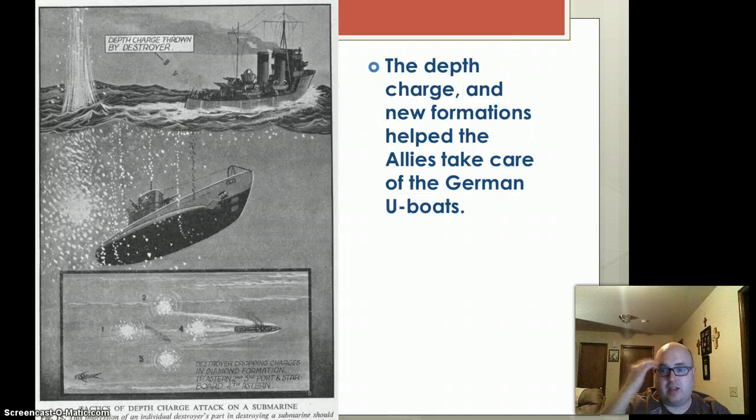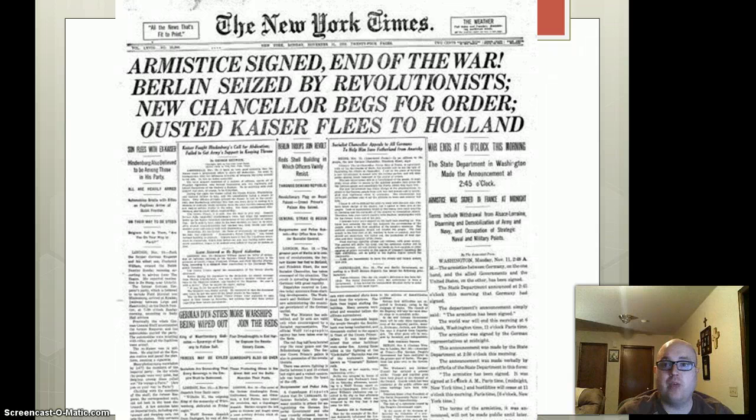All right, how do we win? Well, depth charges and new formations help the Allies take care of the U-boats. You drop a depth charge, and boom, it blows up. So, new formations, renewed vigor from the United States coming in, more resources, and we're going to win. Okay, armistice signed, end of the war. Berlin seized by the revolutionists. New chancellor begs for order. Ousted Kaiser flees to Holland. Victory is ours. Democracy prevails.